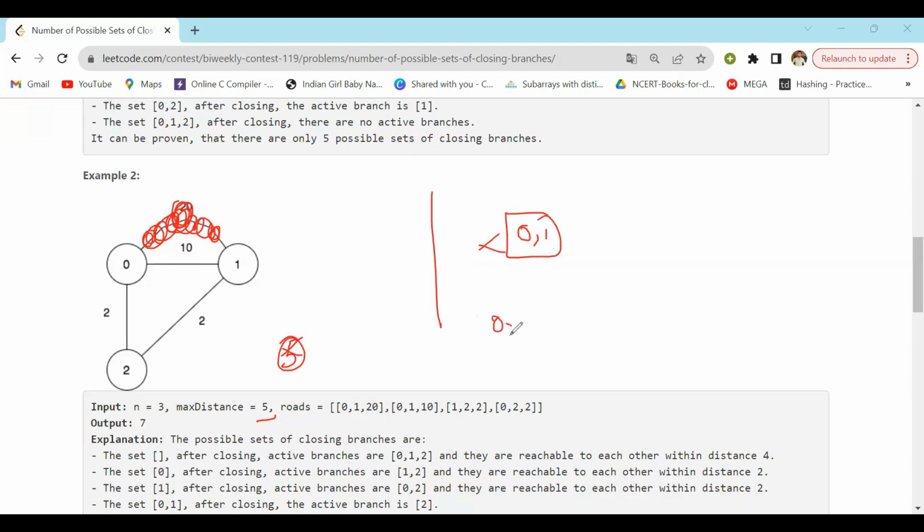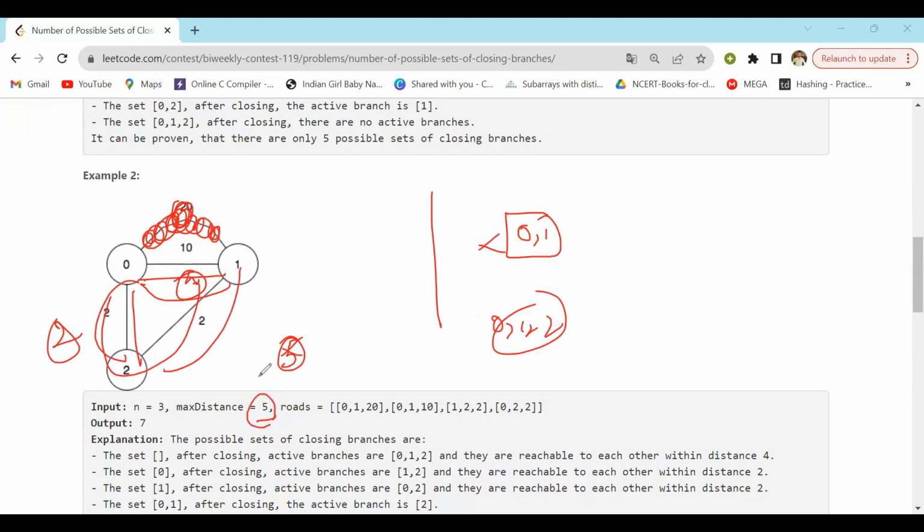Let's say you take a set 0, 1, 2. So 0, 1 distance is 2, no, 0, 1 distance is 10. If you go via 2, then distance is 4. 0, 2 distance is 2. Fine. Now from 1, again 0 is 4, 1 to 2 is 2. So if you take any two roads, your distance is less than max distance, so that is acceptable.